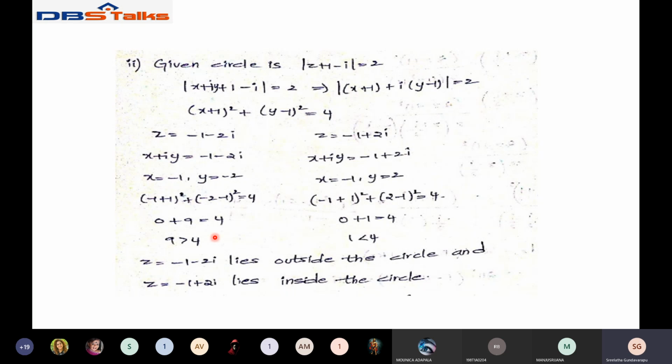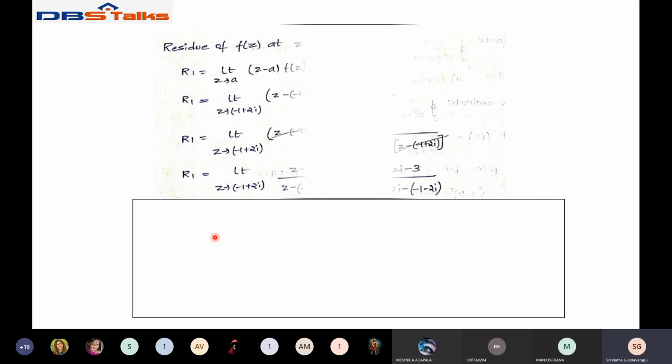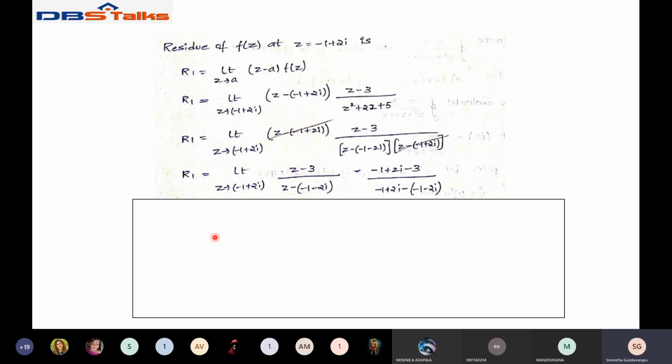So the first pole z equal to minus 1 minus 2i is outside the circle and the second pole z equal to minus 1 plus 2i lies inside the circle. Now we have to find the residue at the pole inside the circle. So z equal to minus 1 plus 2i is inside the circle. Therefore residue R1 equals limit z, this is a simple pole.